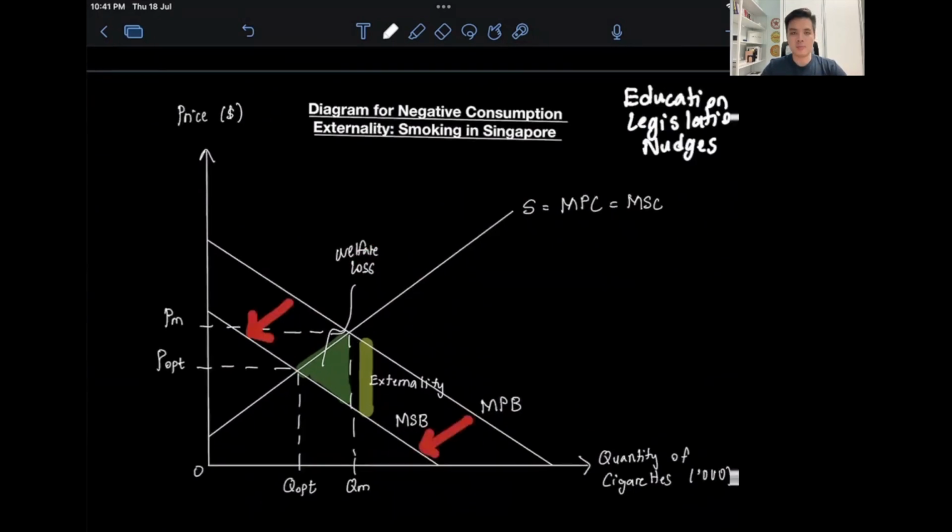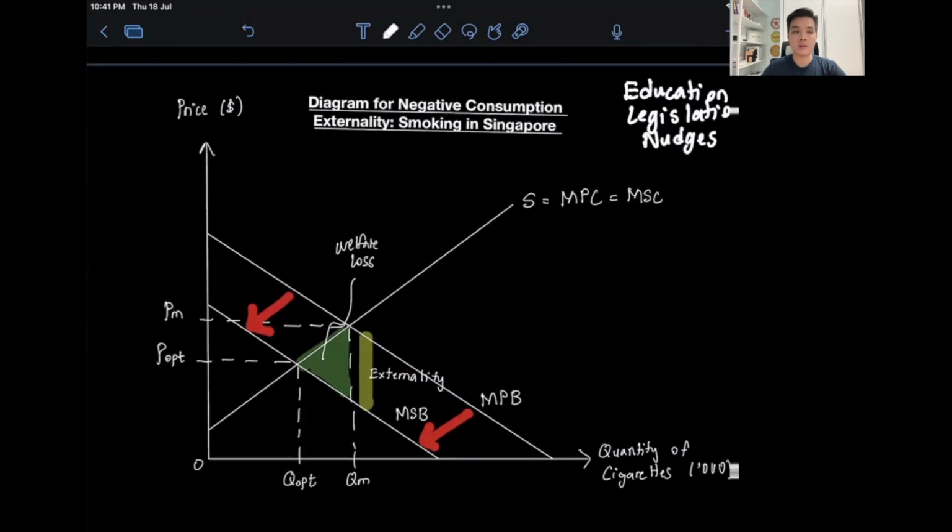Now moving on to the other three policies such as education, legislation, and nudges. In Singapore, we have progressively raised the minimum legal age for the sale and use of tobacco products from 18 years old to 21 years old in 2021. Smoking is also banned at all public parks and gardens, which then reduces the number of people who are smoking and reduces the private benefits that they enjoy. So reflecting this theory in this particular diagram, we see how the overall marginal private benefit falls to overlap with the marginal social benefit.